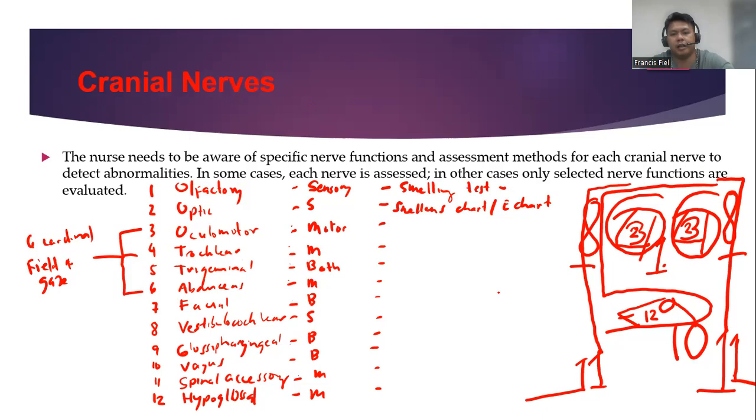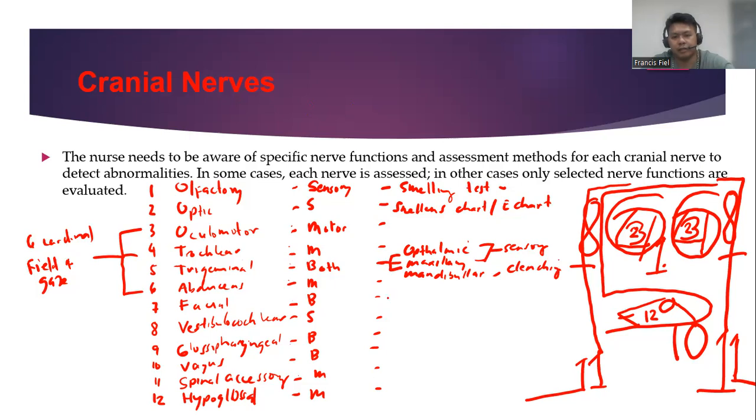For the trigeminal, you assess the sensory of the face. We have 3 branches of the trigeminal nerve: the ophthalmic branch, the maxillary branch, and the mandibular branch. For these, you do a sensory test. Then for the mandibular, you test clenching of the mouth.